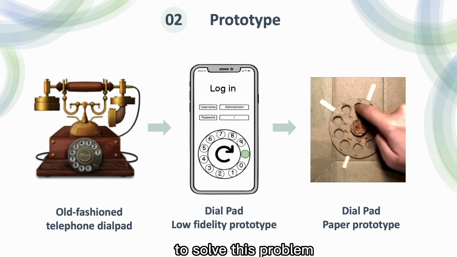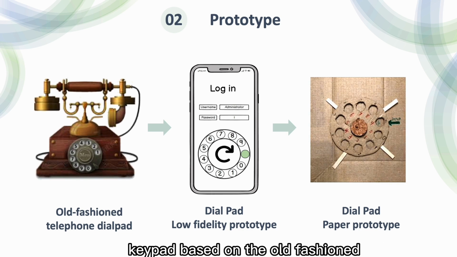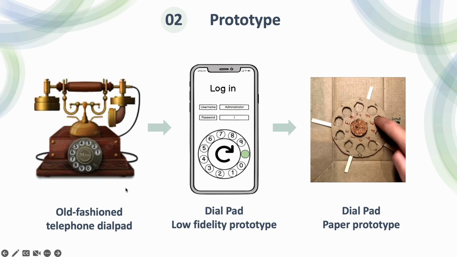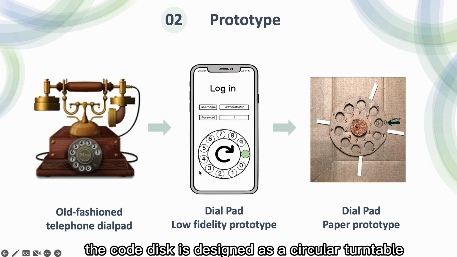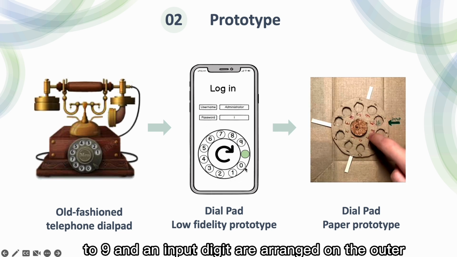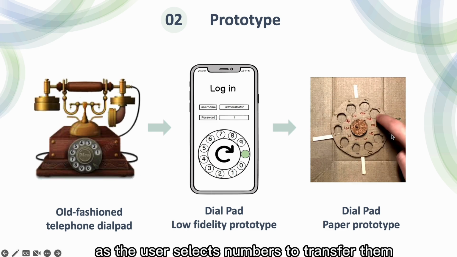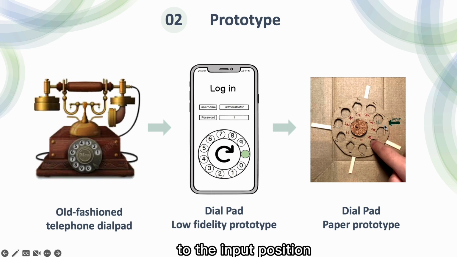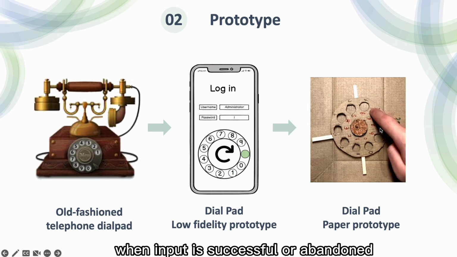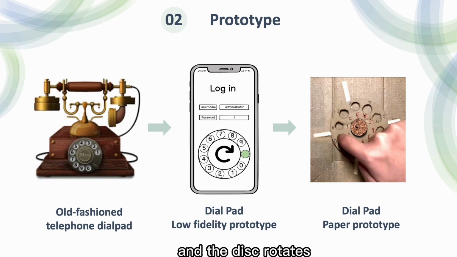To solve this problem, we have designed a new type of mobile phone password input keypad based on the old-fashioned telephone dial pad, called Dialpad. The dial is designed as a circular turntable, and the 10 digits from 0 to 9 and an input digit are arranged on the outer circle of the turntable. As the user selects numbers to transfer them to the input position, all other numbers on the dial are blurred. When input is successful or abandoned, the numbers are returned to clarity and the disk rotates.